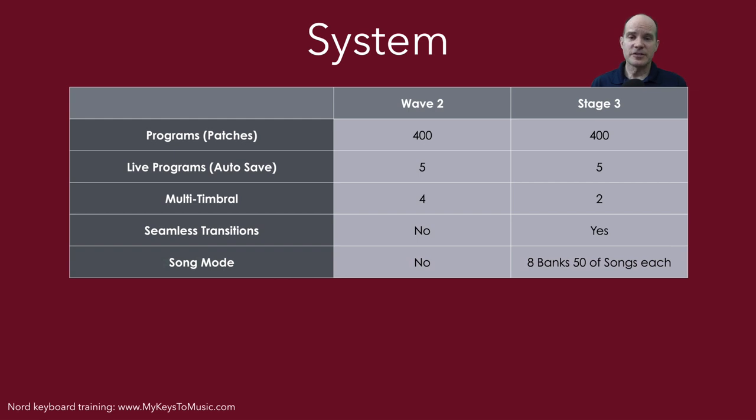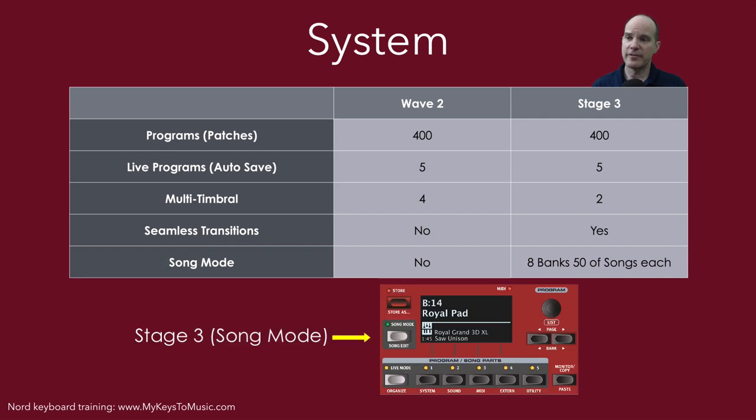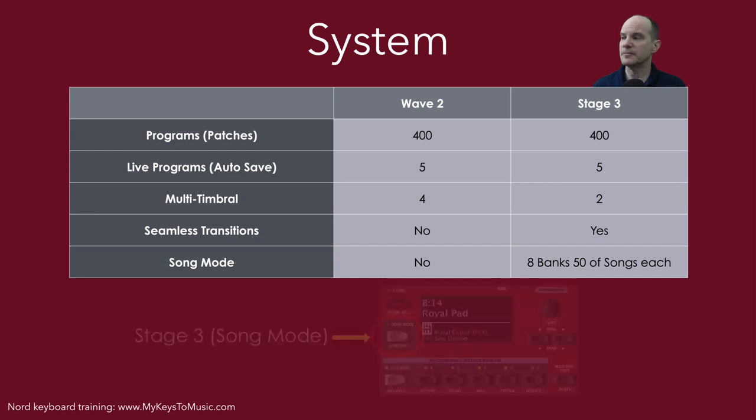The Wave 2 does not have a song mode or a set list of any kind. The Stage 3 does have a song mode where you have 8 banks of 50 songs each, giving you a total of 400 additional song locations. Those songs really just point to an existing program, but it gives you a different way to organize your keyboard and a better way to prepare for gigs or a particular recording session or what have you. You can do that on the Stage 3. You cannot do that on the Wave 2.